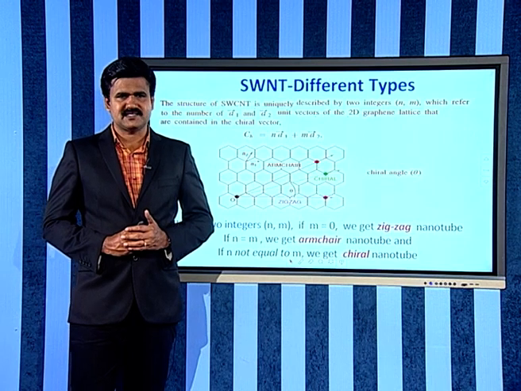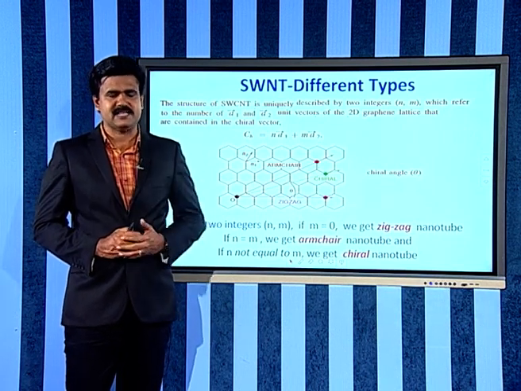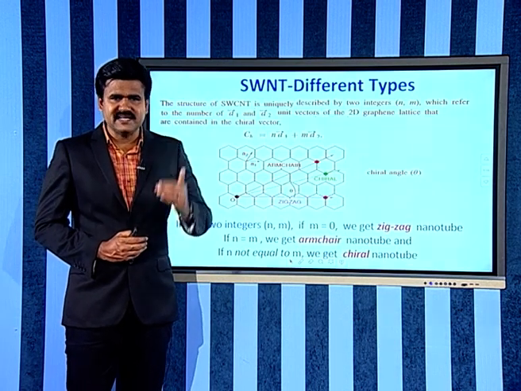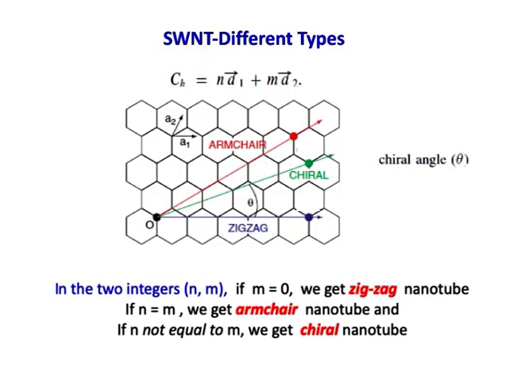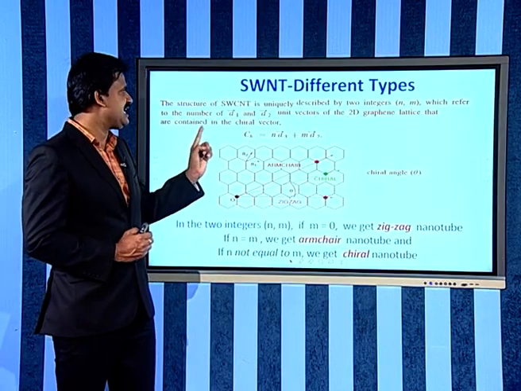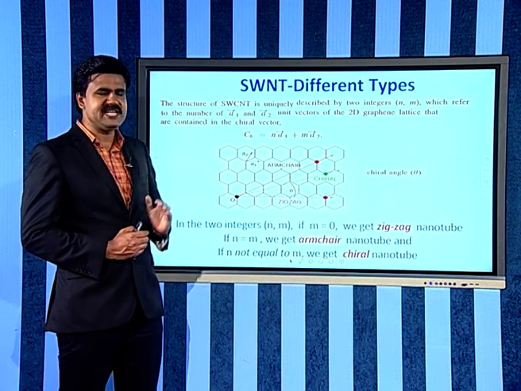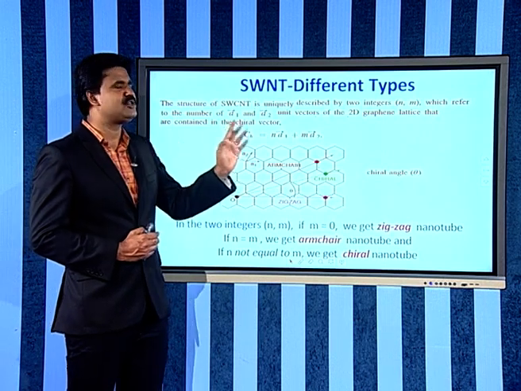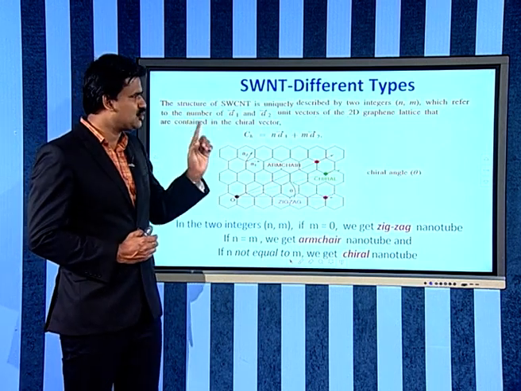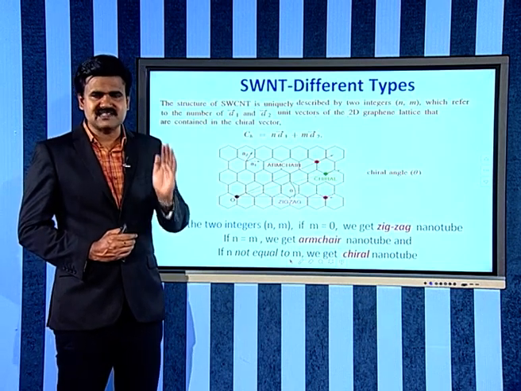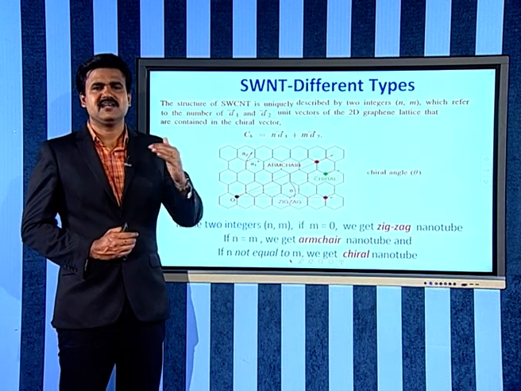The single-walled carbon nanotubes can be further classified into different types. The classification is based on some vector parameters, or simply a chiral vector Ch. The chiral vector Ch is equal to n vector d1 plus m vector d2, where n and m are two integers which refer to the number of d1 and d2 vectors. d1 and d2 vectors are unit vectors of a 2D graphene lattice. Based on the values of n and m, the two integers, we can classify SWNT, single-walled carbon nanotubes, into different types.